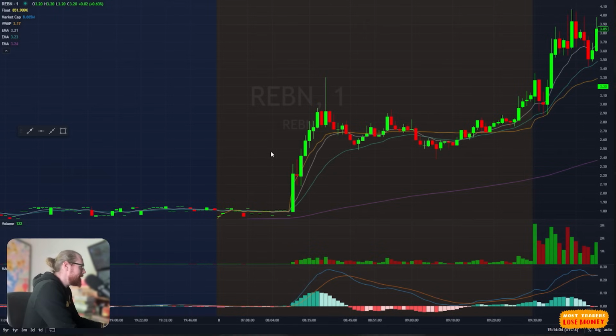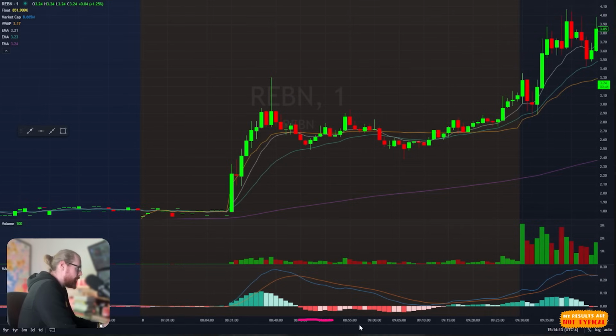Okay, so let's get kind of dialed in and in the zone on this chart. Okay, so what we've got going on here is a stock that went up over 100% very quickly. How do we understand areas of support and resistance?